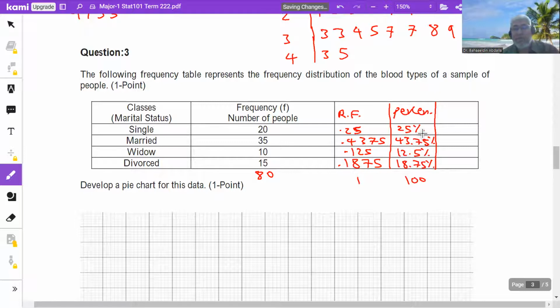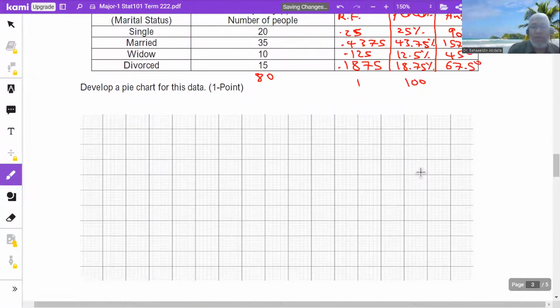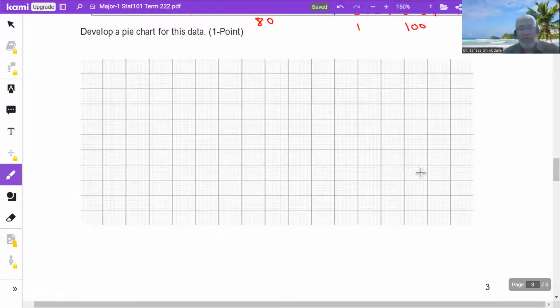I can sketch the graph using the percentages, or I can find the angles. Okay, it's up to you. To find the angle, I will multiply each relative frequency by 360. So 0.25 times 360, this would be 90 degrees. 0.4375 times 360, I'll have 157.5 degrees, and this would be 45, and this would be 67.5. Okay.